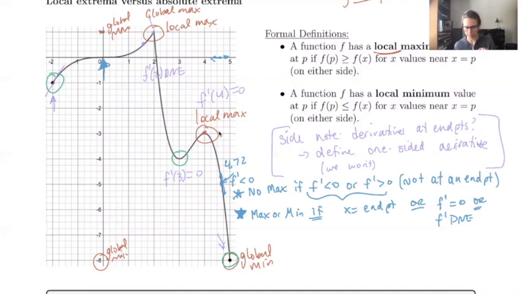Now, is it enough to say that all endpoints are maxes and mins? Is it enough to say that all places where the derivative is 0 or undefined give us a max or min? So if the derivative is 0, am I guaranteed to have a maximum?